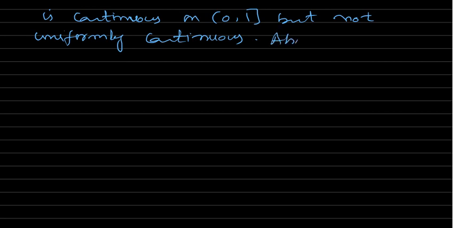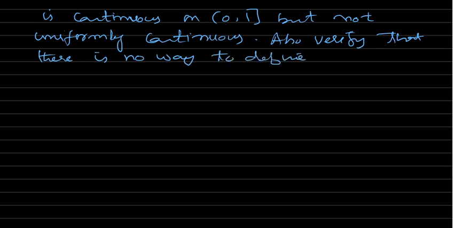Also verify that there is no way to define f of 0. You can define f of a in general, say f of a equal to 5, 6, 7, but here he says there is no way to define f of 0 so that the function will become continuous at 0 also.